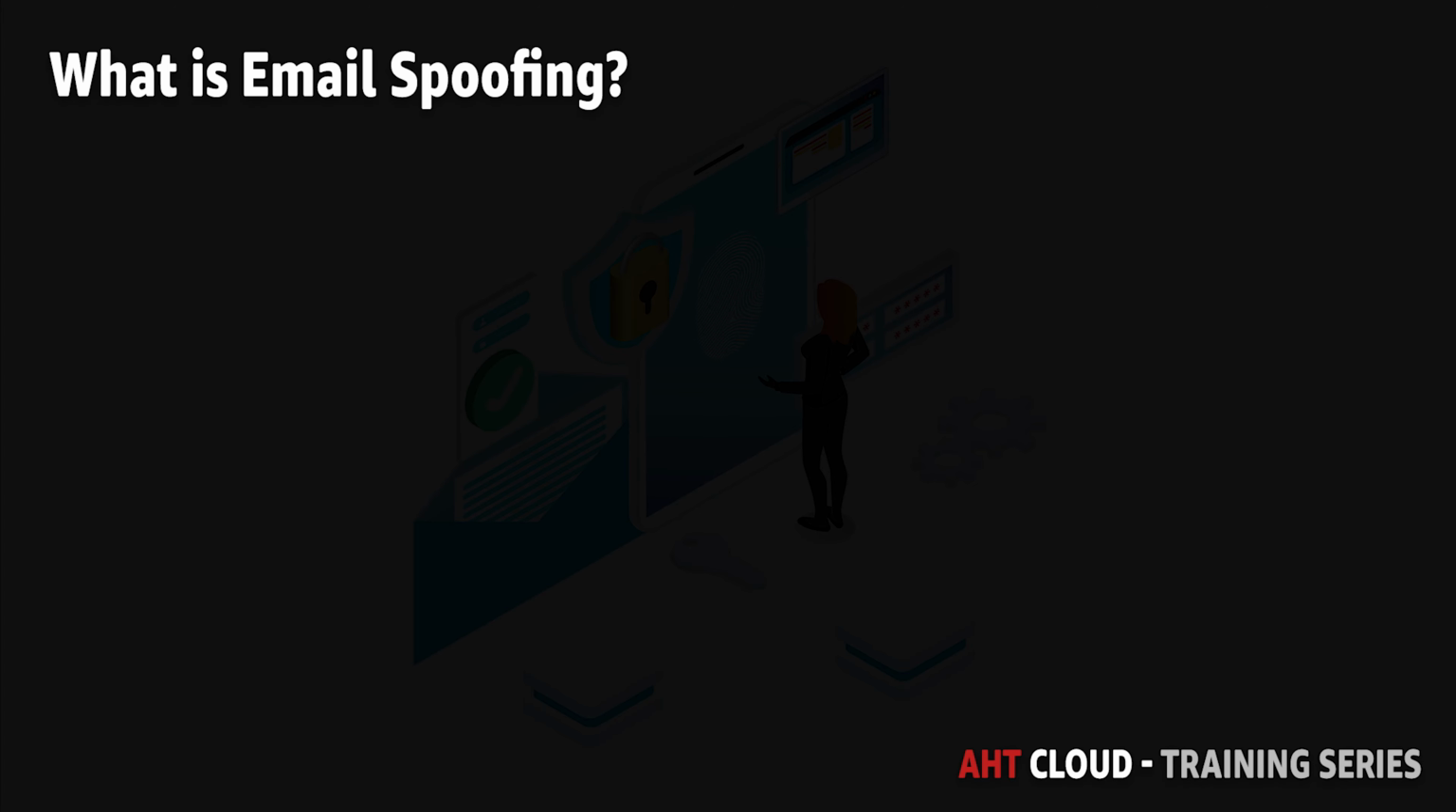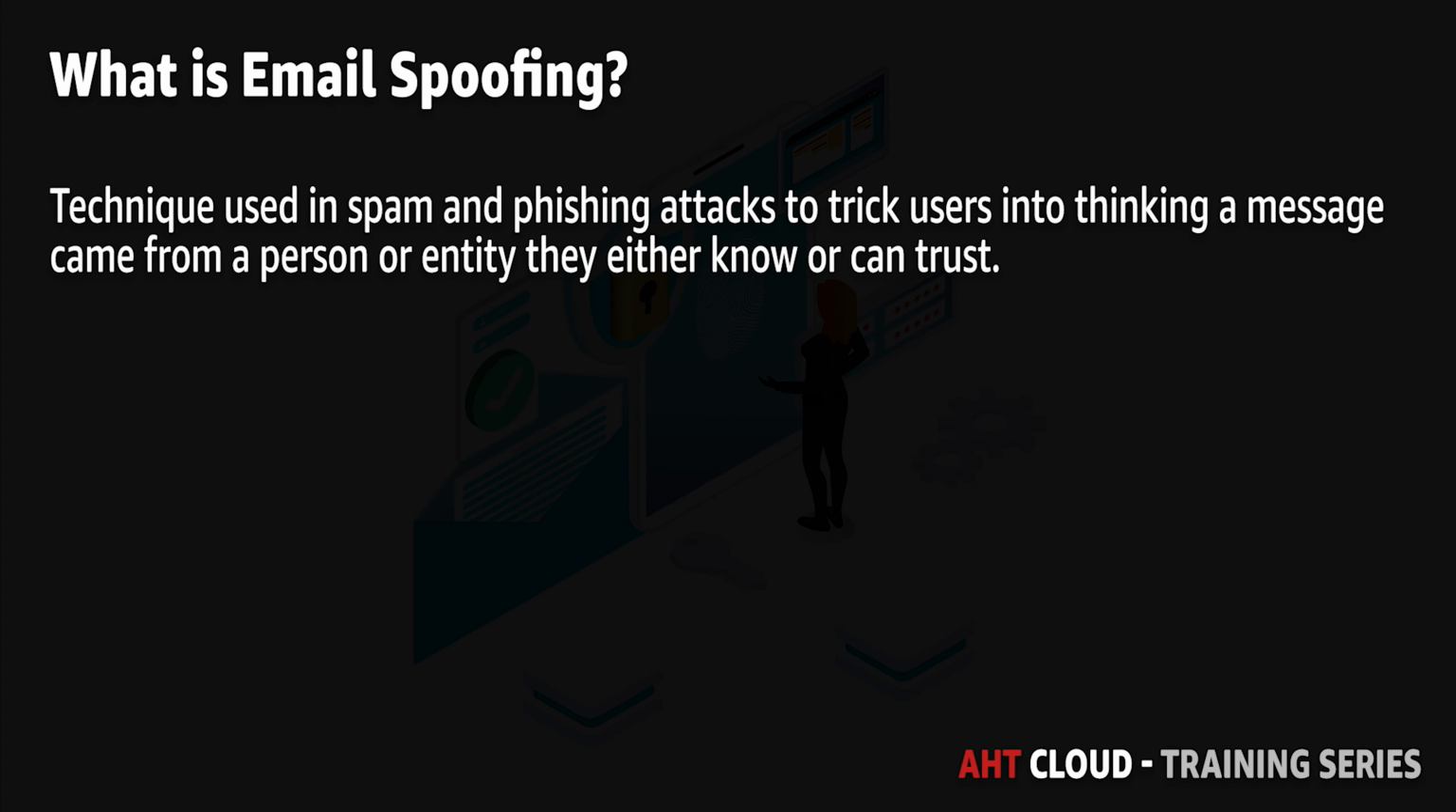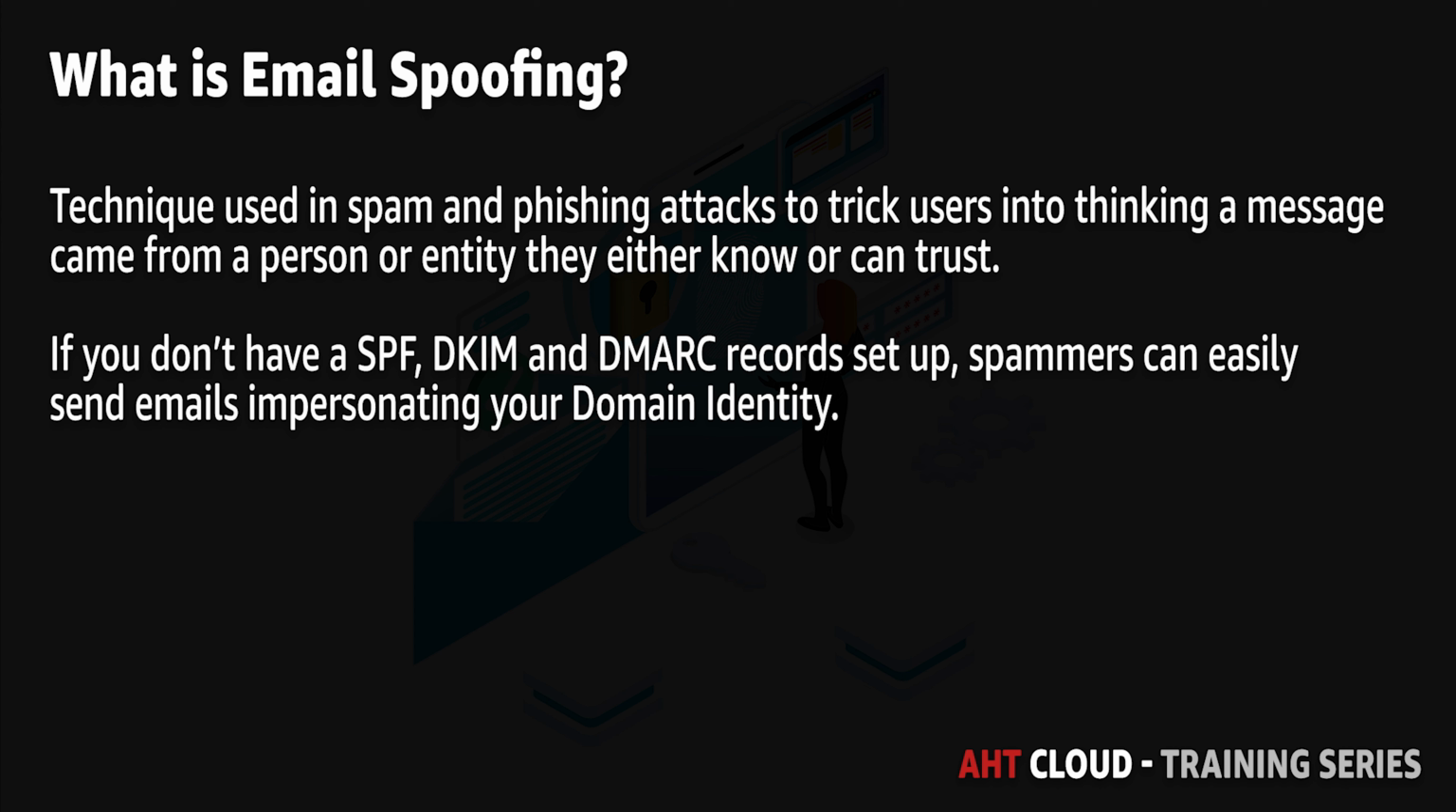Email spoofing is a technique used in spam and phishing attacks to trick users into thinking a message came from a person or an entity that they either know or trust. If you don't have SPF, DKIM, and DMARC records set up, spammers can easily send emails impersonating your domain identity. Email spoofing works on exploiting human trust, where the attacker can ask the recipient for sensitive information or to take some course of action that could result in fraud using your domain identity.